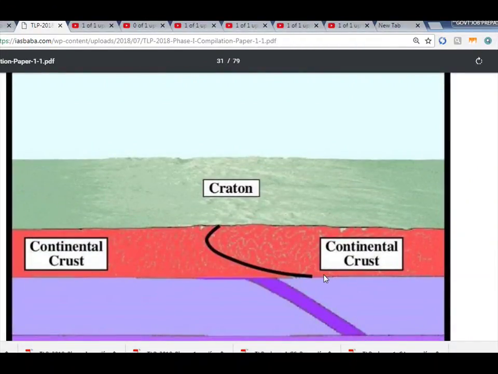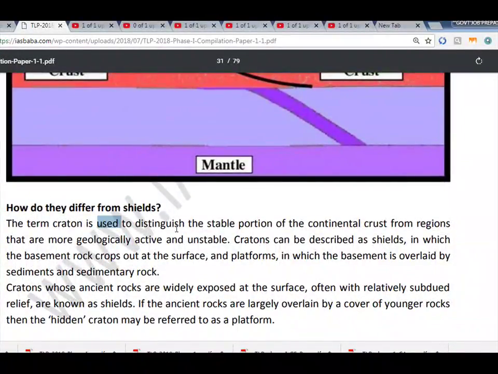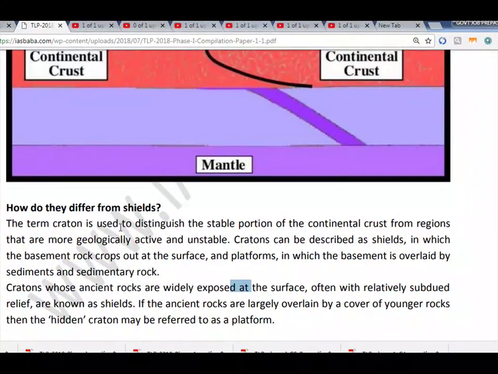How do they differ from shields? The term craton is used to distinguish the stable portion of the continental crust from regions that are more geologically active and unstable. Cratons can be described as shields, in which the basement rock crops out at the surface, and platforms, in which the basement is overlaid by sediments and sedimentary rock.